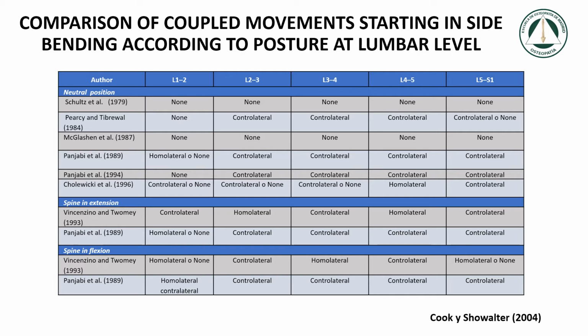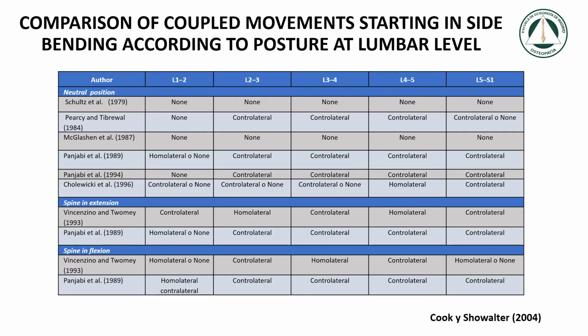According to Punjabi et al. 1989, the coupling patterns change significantly with the intervertebral level. In the neutral position, rotation is associated with a contralateral coupled side bending, which varies from 2 degrees of side bending in L1-2, 0 degrees in L3-4, and 2.5 degrees in L5-S1. Side bending produces approximately 1.7 degrees of contralateral coupled axial rotation at all levels except L1-L2, where it was 0 degrees.